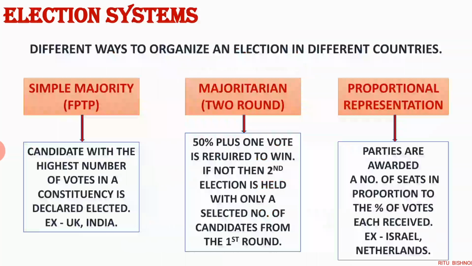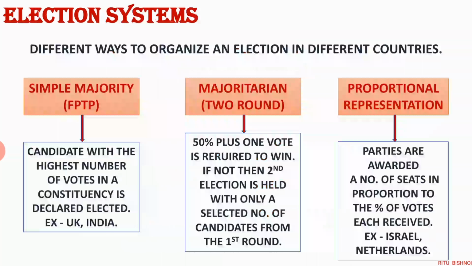The second method is the majoritarian system, otherwise known as the two-round system. In this system, on the election day, voters vote for their preferred candidate. If the candidate wins 50% of the vote, he is elected. Otherwise, a second round of election is held, usually 2 or 3 weeks later. And in the second election, only the top two candidates who were able to secure the highest number of votes in the first election are allowed to contest.